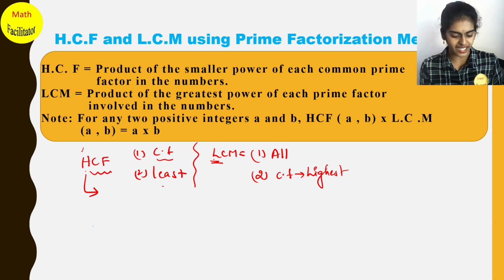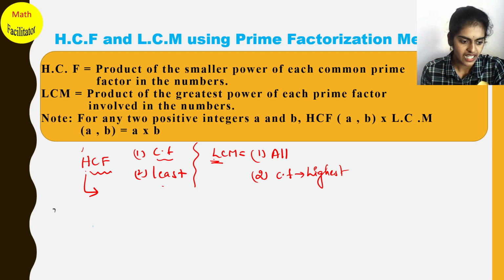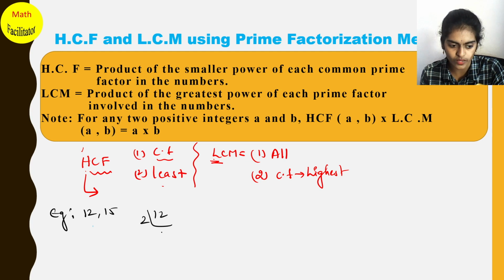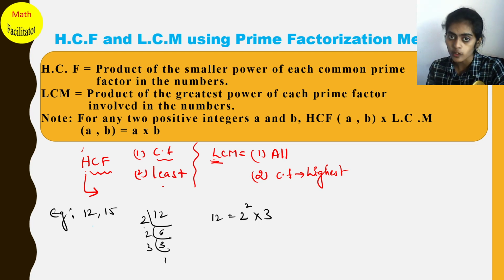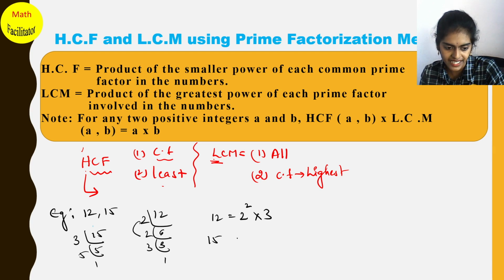Suppose you want to find the LCM and HCF of 12 and 15. Prime factorizing 12, you get 2, 6; 2, 3; 3, 1. That means 12 I can write as 2 square into 3, since 2 occurs 2 times. Now 15 is nothing but 3, 5; 5, 1. So 15 I can write as 3 into 5.